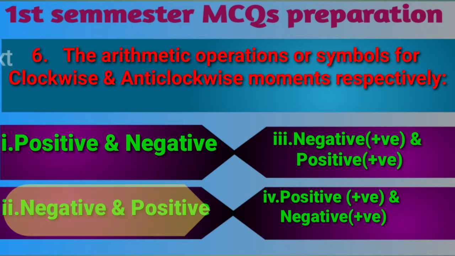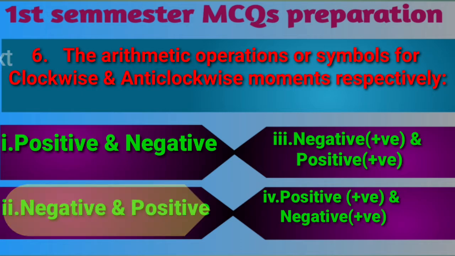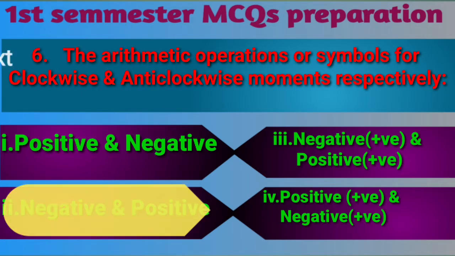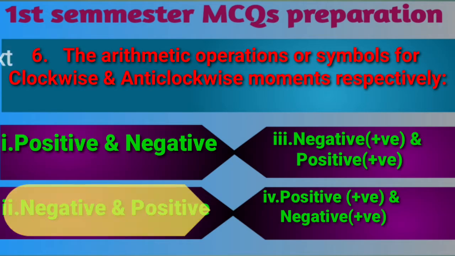because here negative and positive symbols are directly written, clockwise for negative and anti-clockwise shows the positive arithmetic operations, while in the third option negative is written but the sign is different. So the right answer will be negative and positive, that is option number 2.